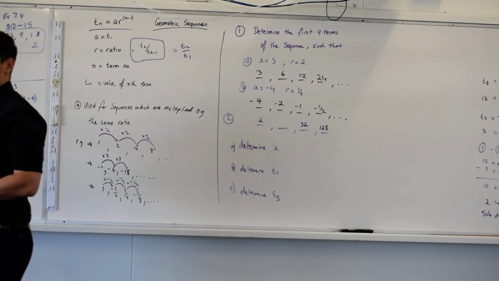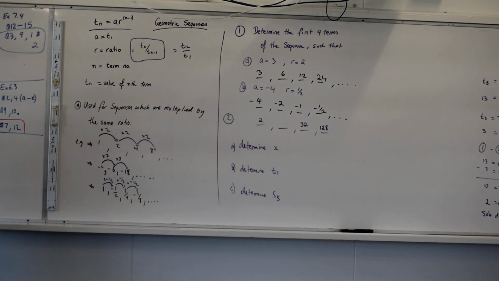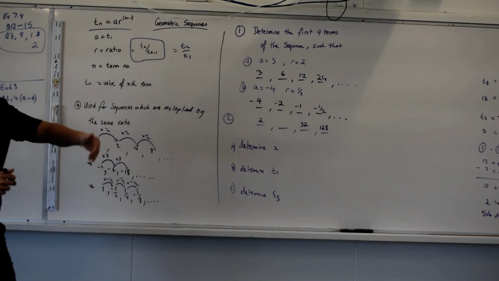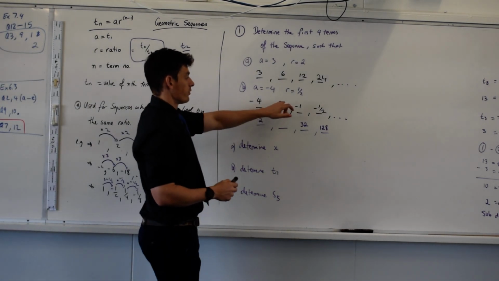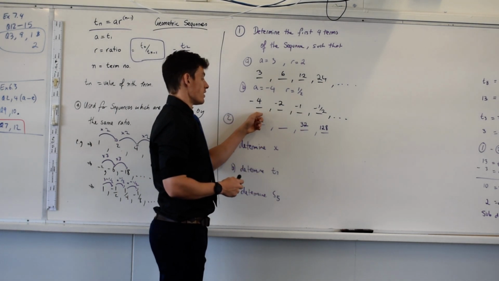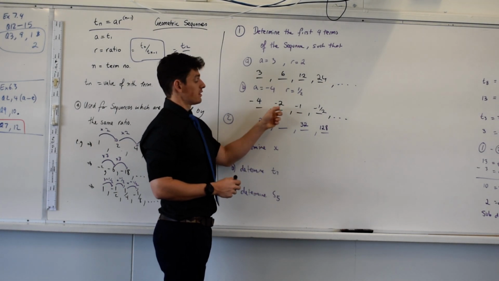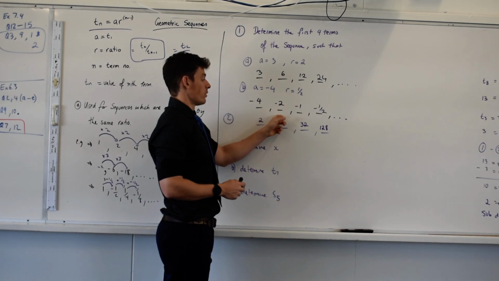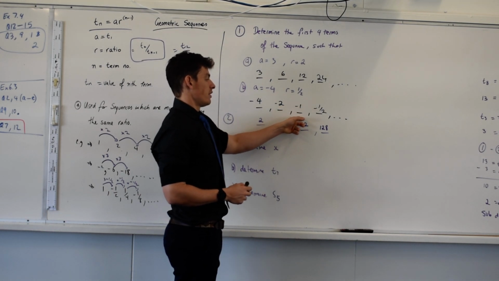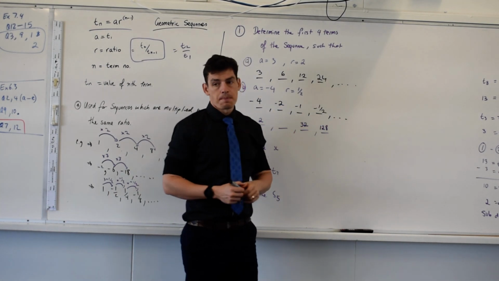So what's the ratio again? The ratio is the number we're multiplying by each progressive term. So here we're multiplying by a half. So negative 4 times a half gives us. Alright. Negative 2 times a half gives us. Negative 1 times a half gives us.